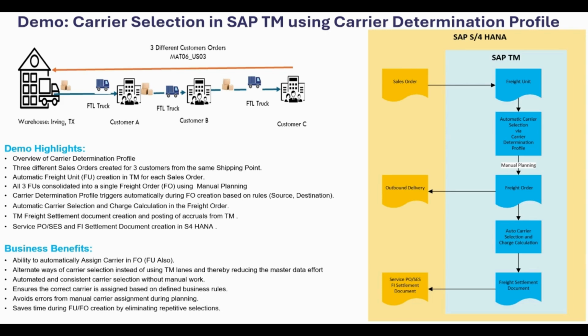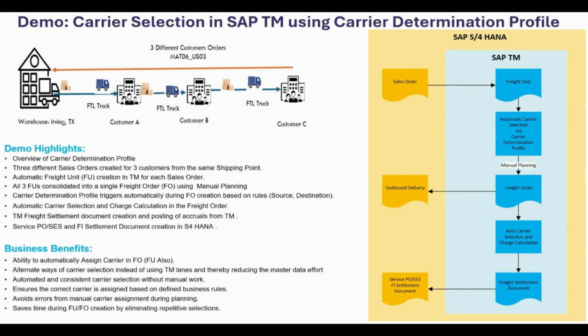Here we are going to add one more step. We will manually assign a different carrier on the freight order, and once the carrier is manually set, we will observe how SAP TM behaves in this scenario. After that, the system automatically performs charge calculation. We then proceed with freight settlement document creation, post accruals, and finally the system generates the service purchase order and service entry sheet automatically.